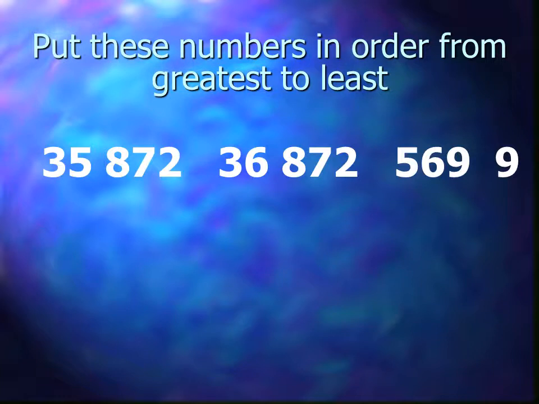Now you try. Put these numbers in order from greatest to least. The numbers that you have are 35,872, 36,872, 569, and 9. Put these numbers in order from greatest to least.